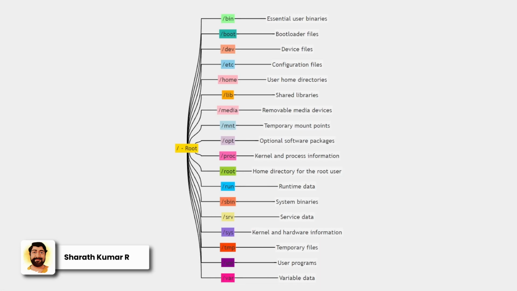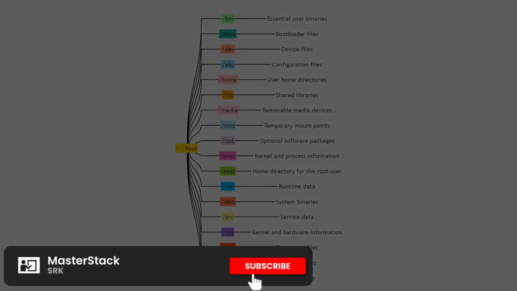In summary, the Linux file system hierarchy encompasses a well-organized structure that categorizes files and directories based on their purpose. It ensures logical organization, easy access, and efficient management of system resources, enabling Linux systems to operate smoothly and reliably.